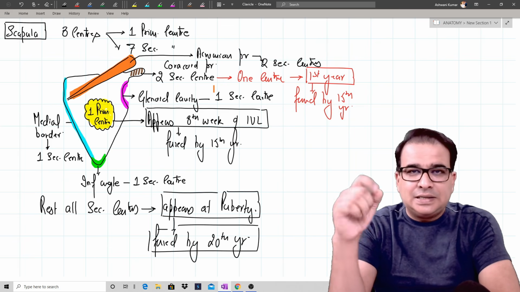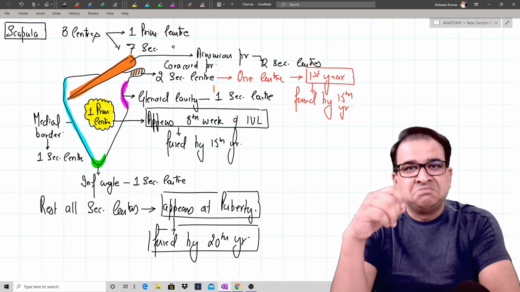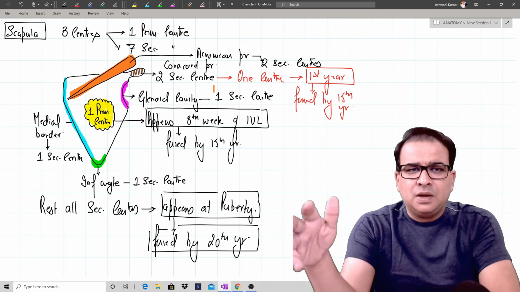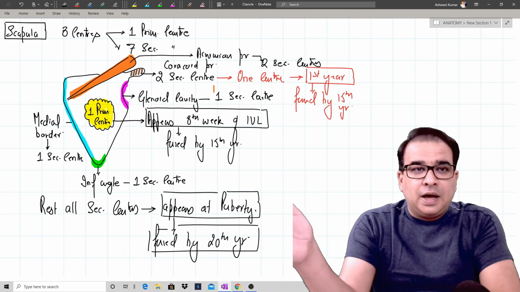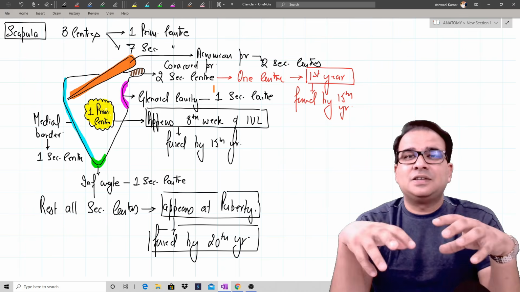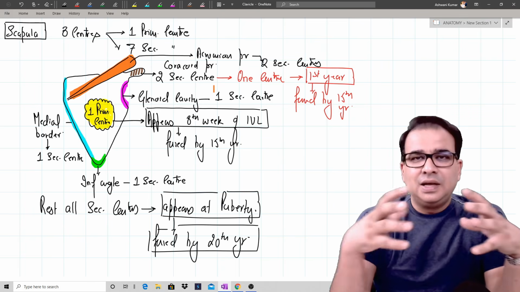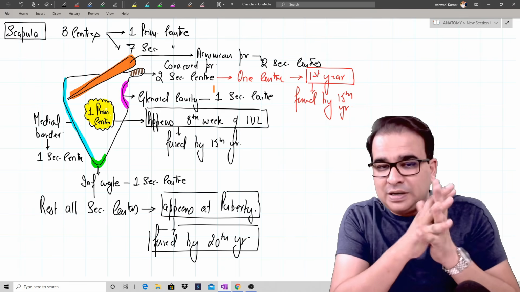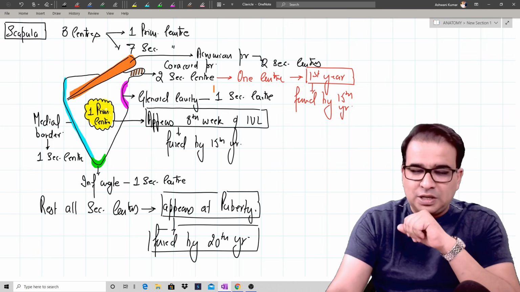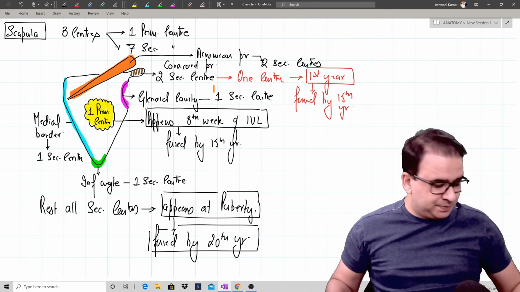Out of these 7 centers, 1 center for coracoid process appears in the first year of postnatal life and fuses by the 15th year. By the time of puberty, it is fused already. The rest of the secondary centers appear then, at the time of puberty, and they are fused by the age of 20 years. That is about some important points about the ossification of the scapula.